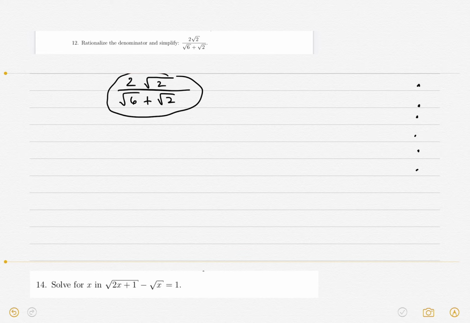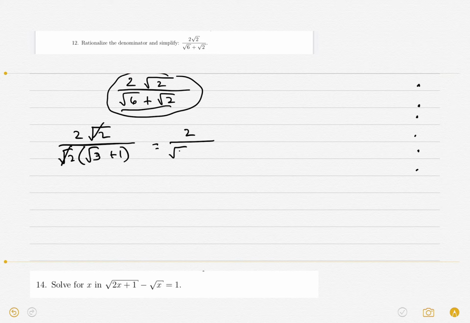Kung mapansin nyo, common yung square root of 2. Meaning, we can factor out square root of 2 out of this denominator. Paano? So, you have 2 square root of 2 over the square root of 2 times the square root of 3 plus 1. In this case, you can eliminate this radical, the square root of 2, at ang matitira na lang ay 2 over square root of 3 plus 1.